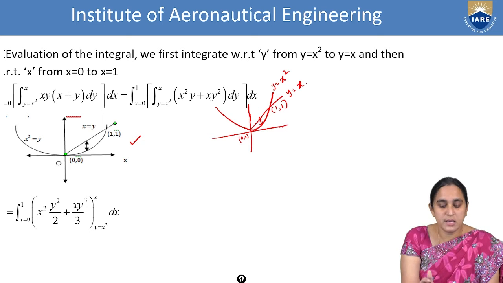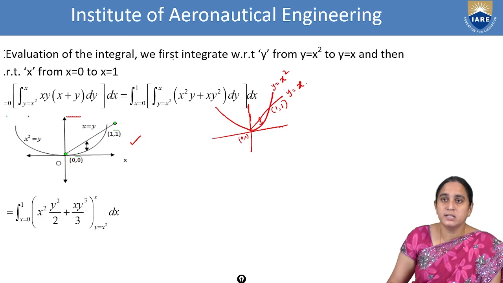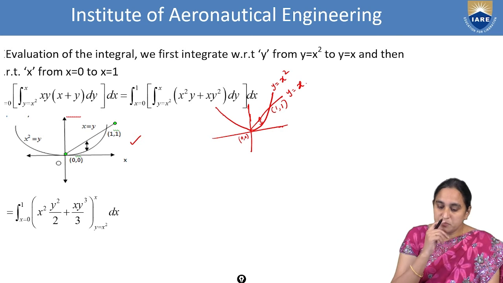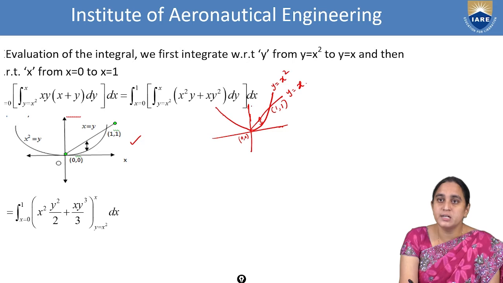How will I take them here? For evaluation of the integral, we first integrate with respect to y. That means, from the given two curves in terms of y, I'll take the upper point and the lower point. What is the upper point and what is the lower point here? From the diagram, the upper point is y = x.